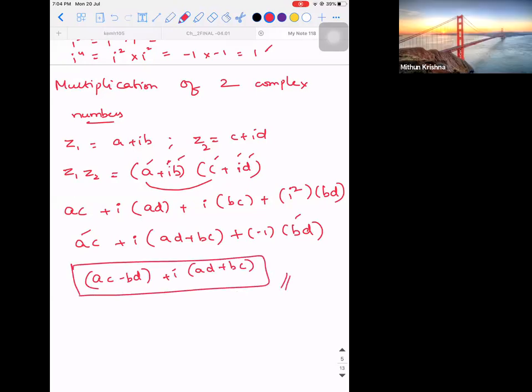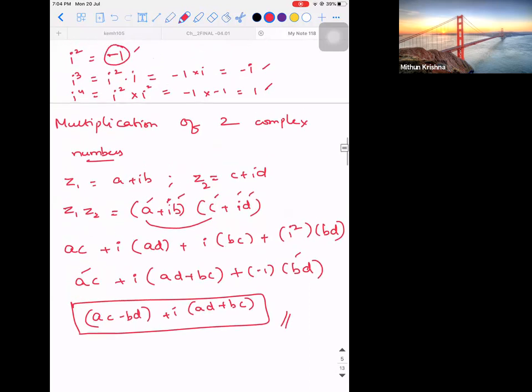Sir, can you go up a little bit, sir? I'll take the i value, sir. I didn't take the i value, sir. Yeah, take.